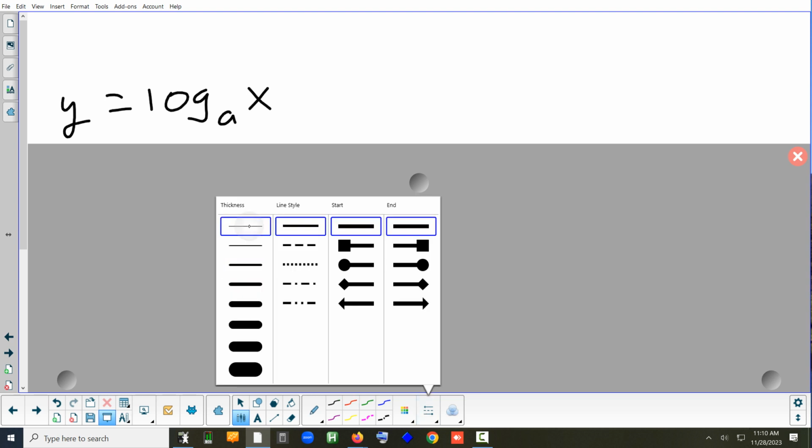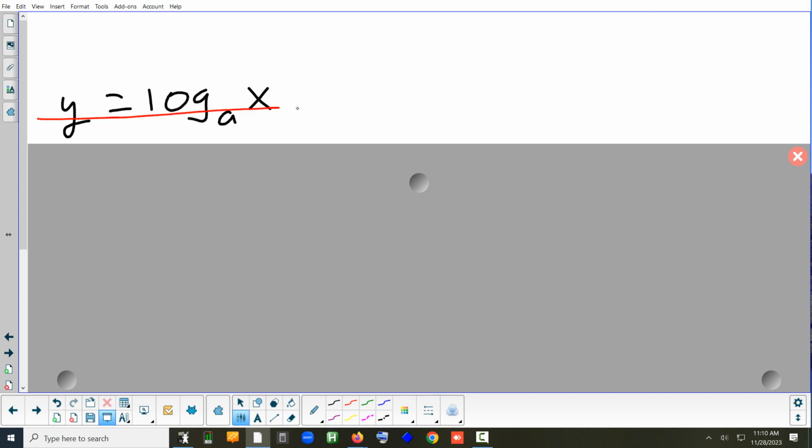If you were writing it on lined paper, it would look something like that. The y, the equals, the log, and the x would be right on the line, and the a would be below it. Okay, the a is called the subscript. There are no exponents with what I have on the board right now. If I did this, that's an exponent.